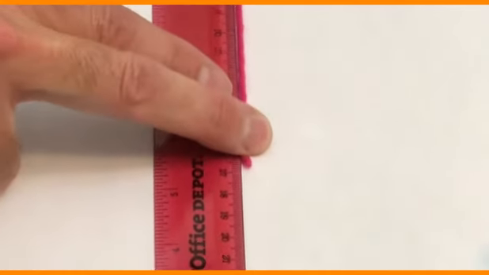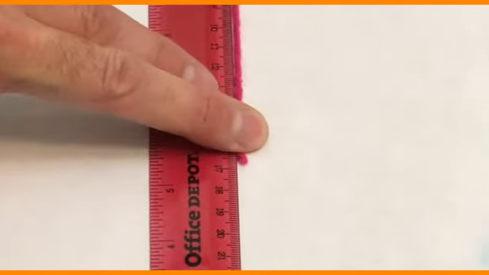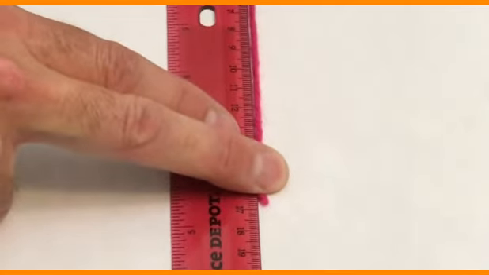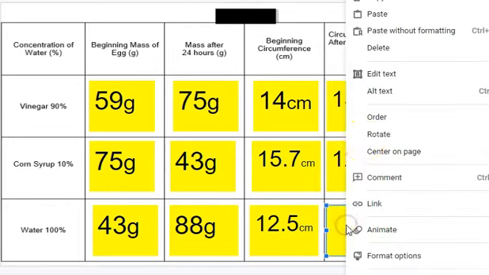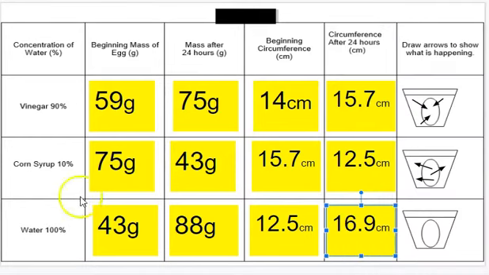All right, and it looks like 16.9 centimeters. 16.9. All right, another big gain here in the circumference. So let's put that in there. Last little box in the data table we need to fill in here. Paste it in, 16.9 centimeters. Okay, and then we're going to get back to those arrows, and you should know how those arrows should be drawn today or pasted in there.